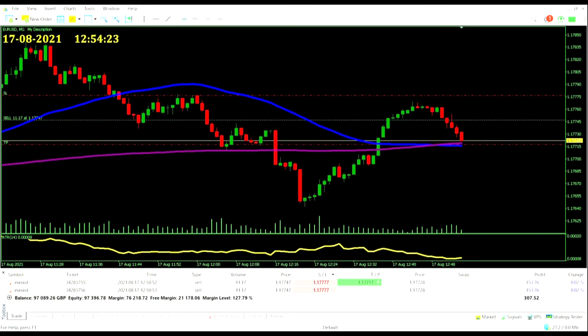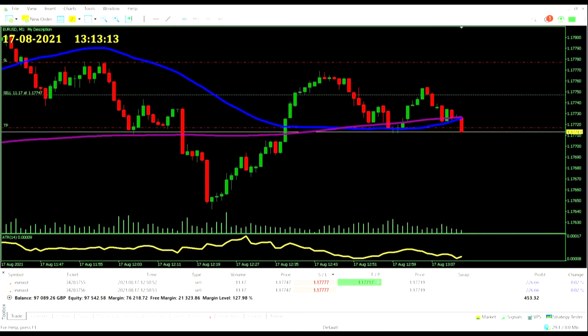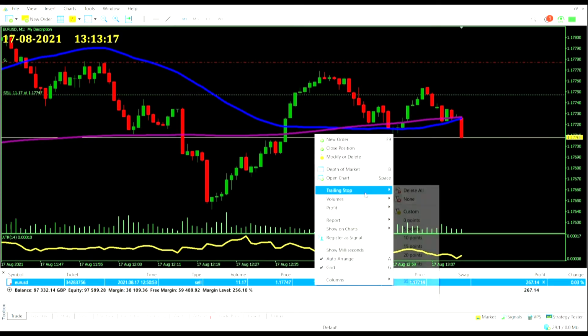Getting very close to our take profit level here. It's looking nice. We are very close now. If we can just go a little bit further. And there we go. We finally get the take profit to trigger after that range.